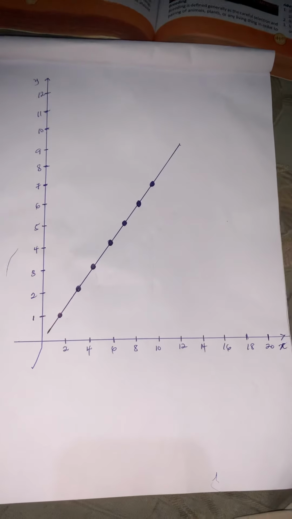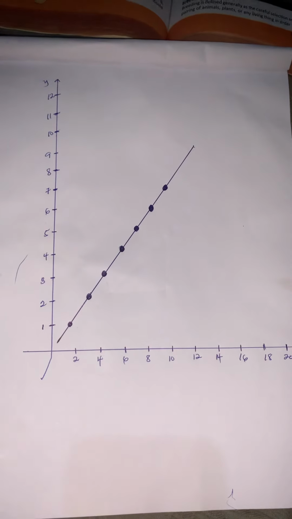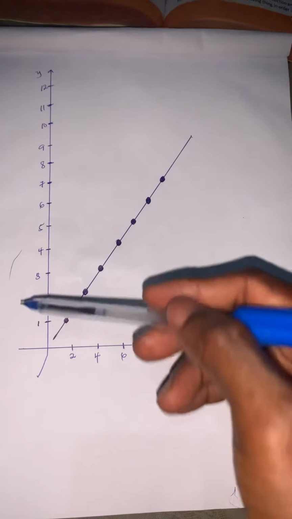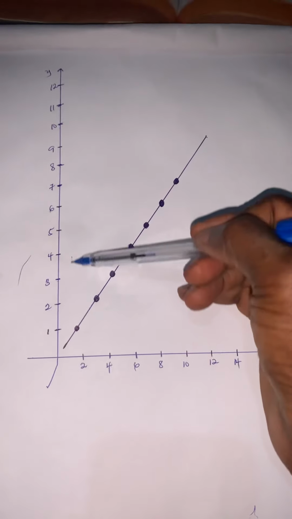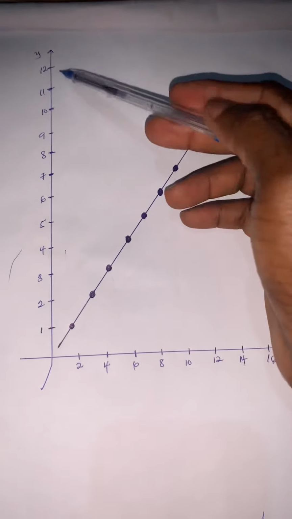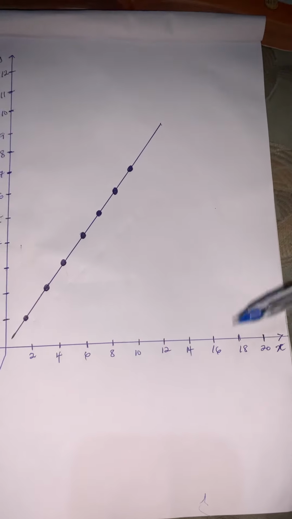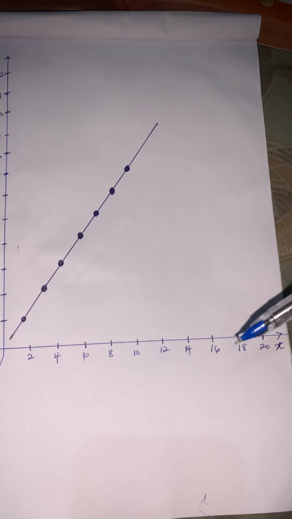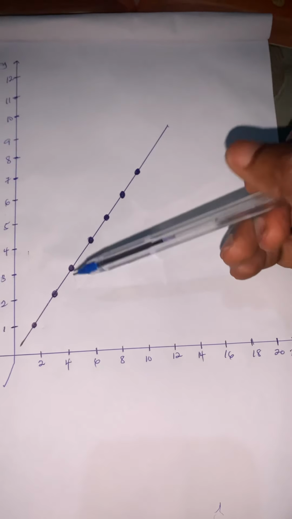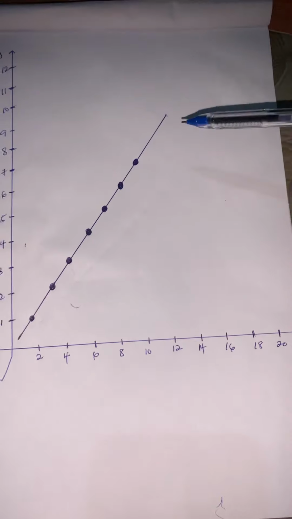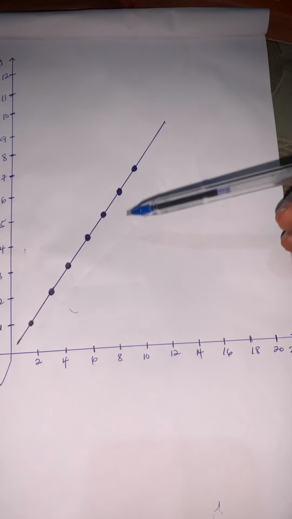Okay, let's say you have this as your graph, and after selecting or picking your scale for the y coordinate and then the scale for the x coordinate, or the x-axis, which is also the horizontal line, and the y coordinate is also the vertical line. And let's say this straight line is the graph that you've drawn, or maybe from the table, the values that you've plotted on the graph.